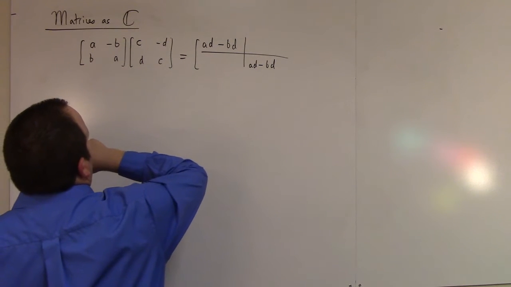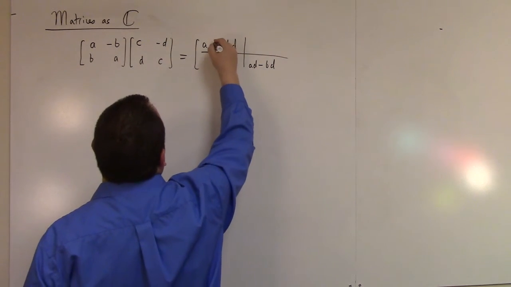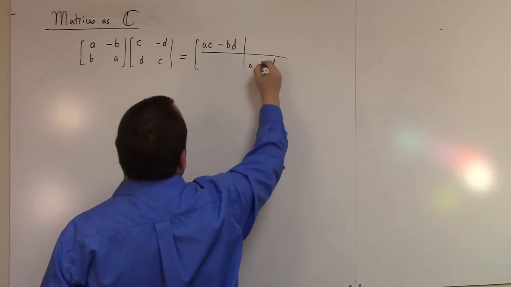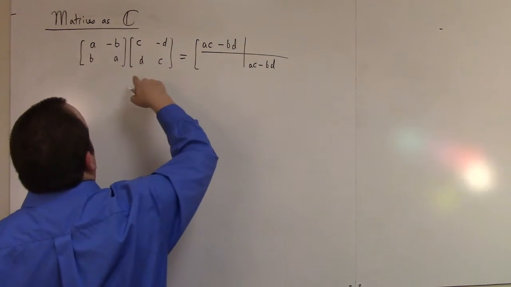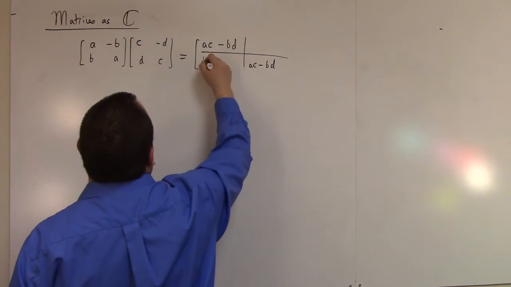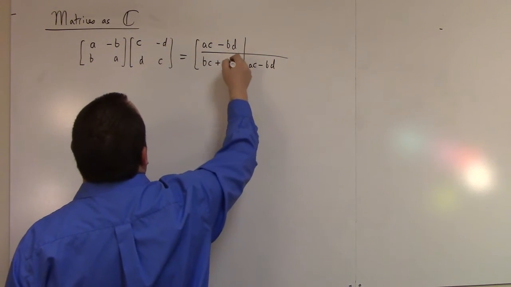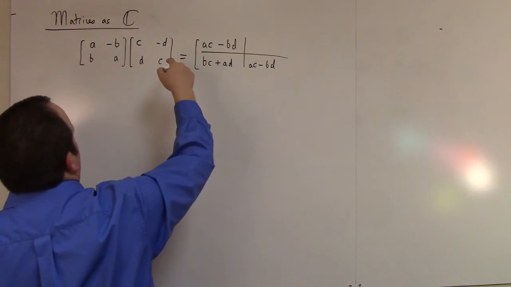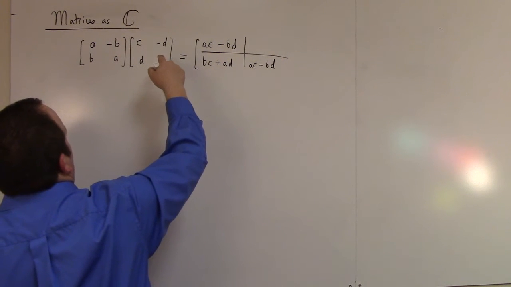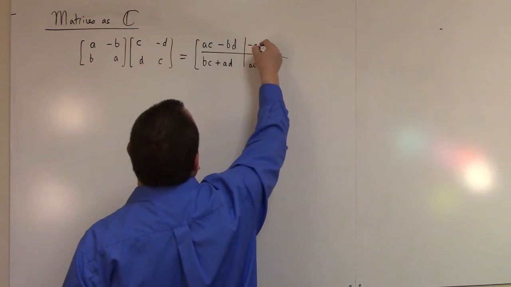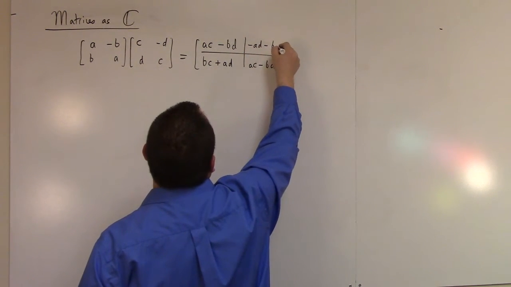It's AC. I knew something was wrong here. Sorry, the more paperwork I try to do in a day, the stupider I get. Let's see here: AC minus BD, and then AD plus BC, right?